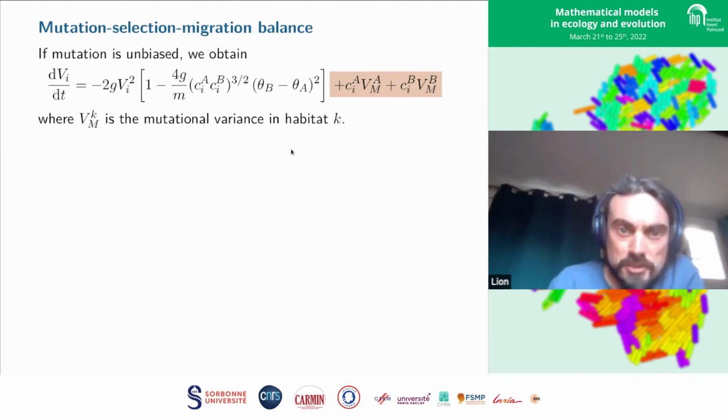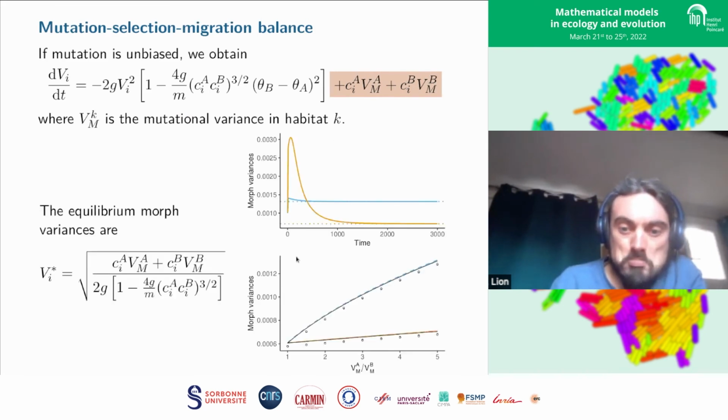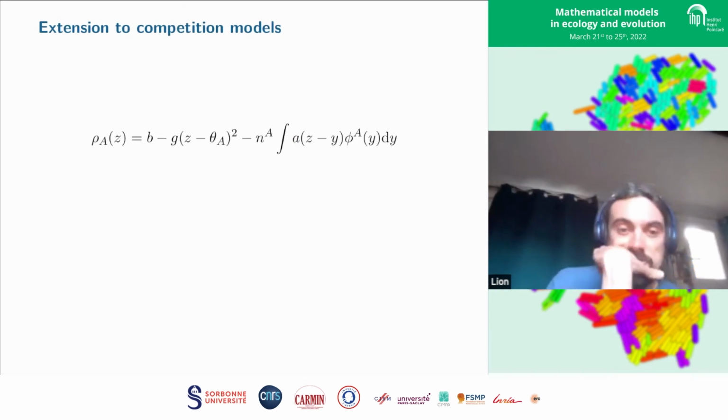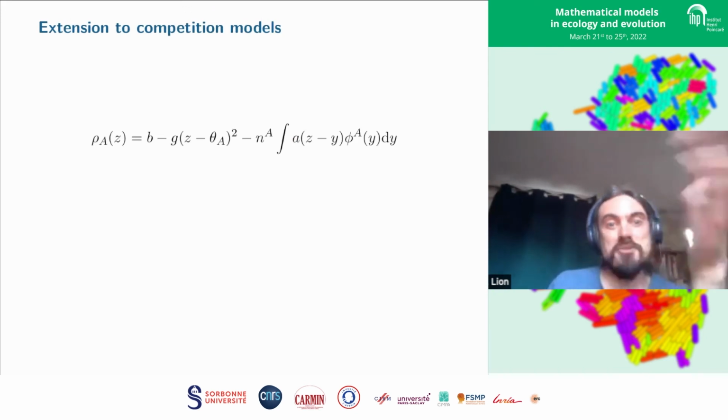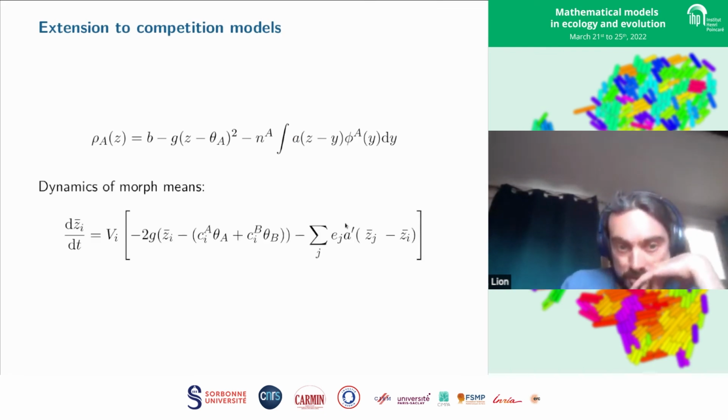Just quickly, we can also add the mutation term, again with a reproductive-value-weighted term, just to show that the approximation works well, and that we're not limited to the selection term; we can also do the same with mutation under certain assumptions. And final slide: if we extend to competition models and do it all the same, we see that the dynamics of morph means depend on the means of the other morphs. So we really have some interdependence between the equations.